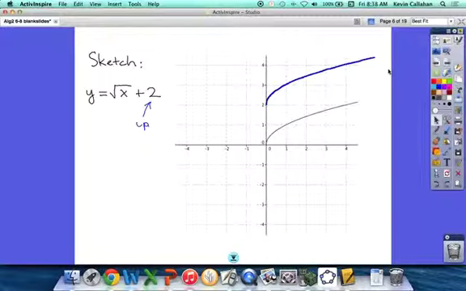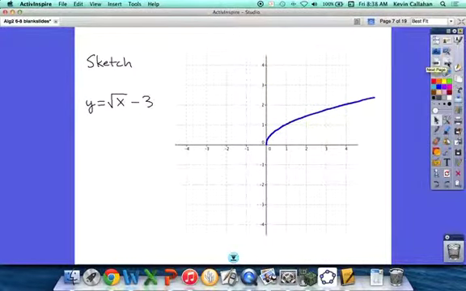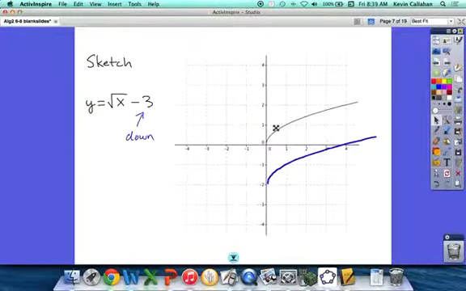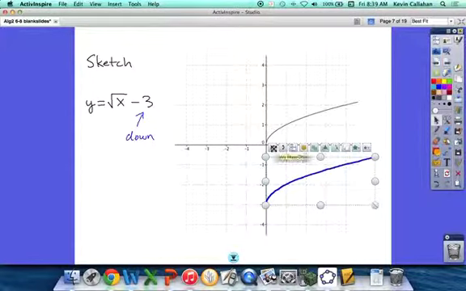We're not looking to plot points. We're just looking to know what we know about the parent function and how that number changes the graph. Scoot it up 2. Okay, try this one. What's it going to do to the graph? This is going to be down 3. So take that graph and move it down 3. Done. Transformational approach.